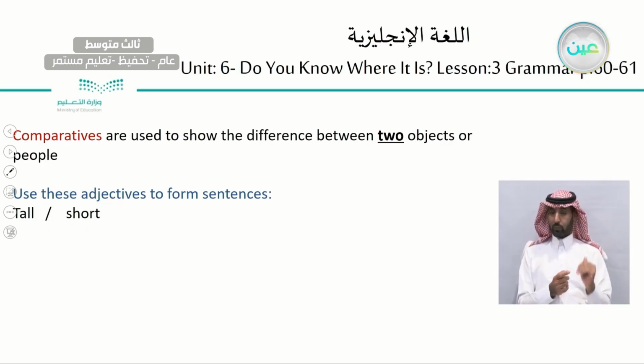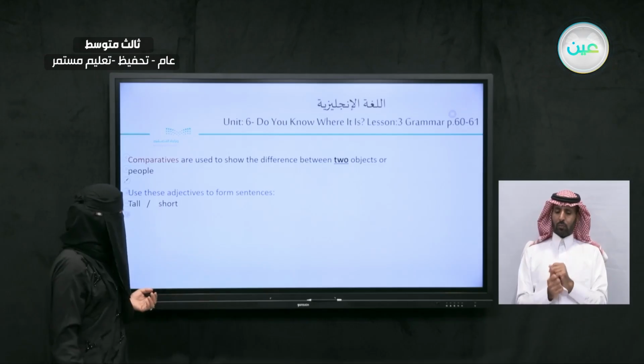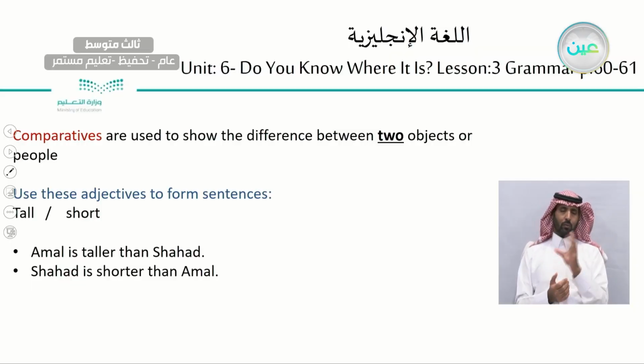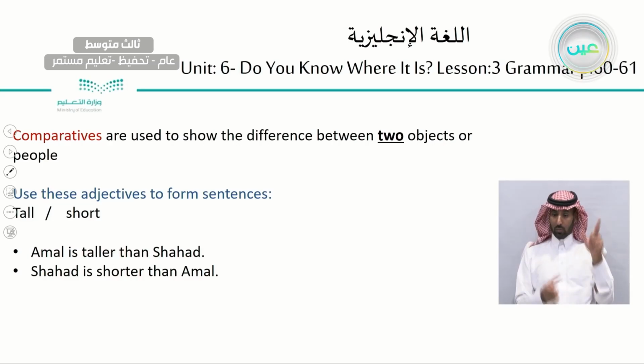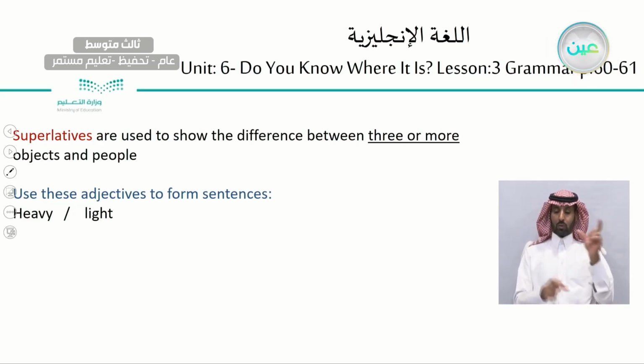Can you put it in a sentence using comparative? Compare between two things around you. Two people, you and your siblings, write two statements. This is an example: Amal is taller than Shahad. Shahad is shorter than Amal. This is a comparative. We are comparing between two things or two people, okay?